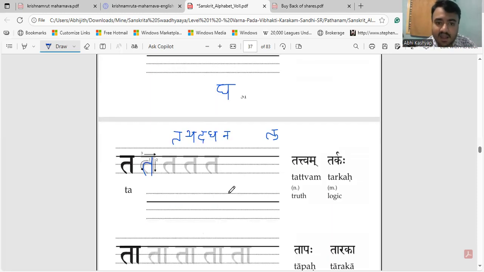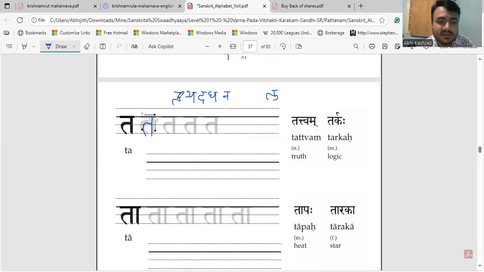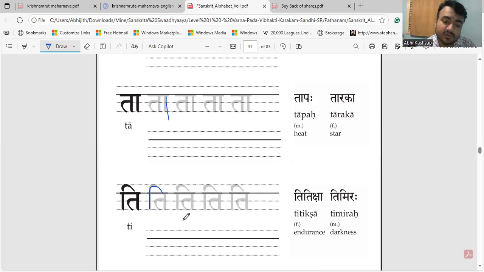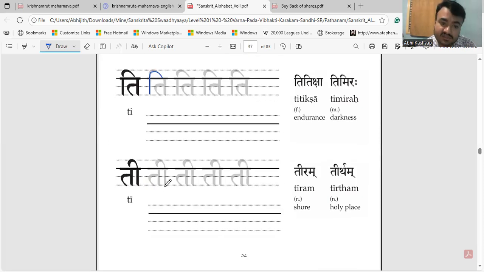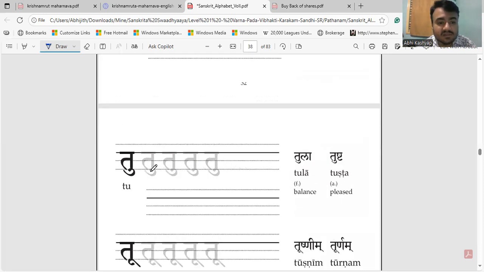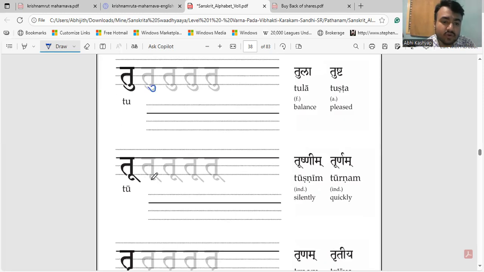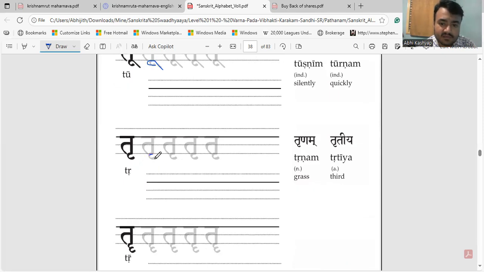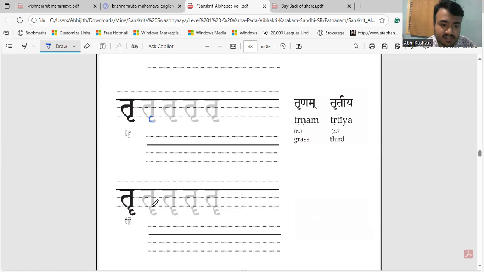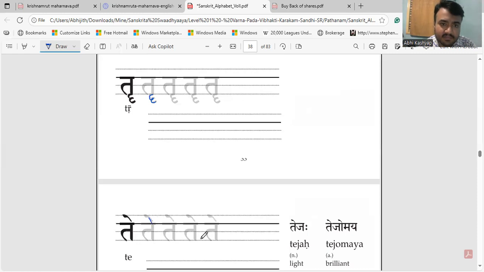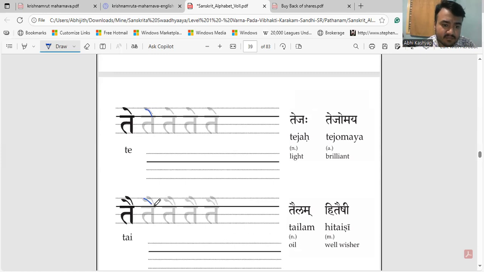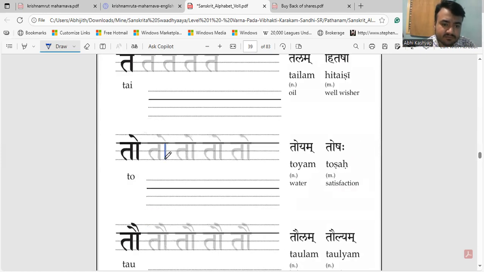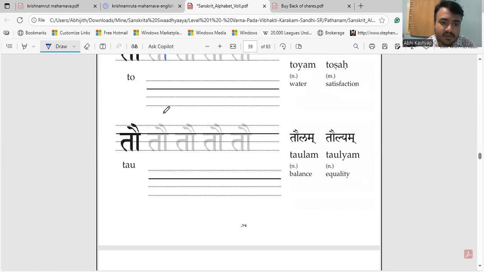The na. Again, with swaras they get expressed with ta, ti, tu, tr, tr, te, tai, to, tau. This is u. So tu, then tr, tritiya, tr, not much of usage. Te, tai, to, tau.